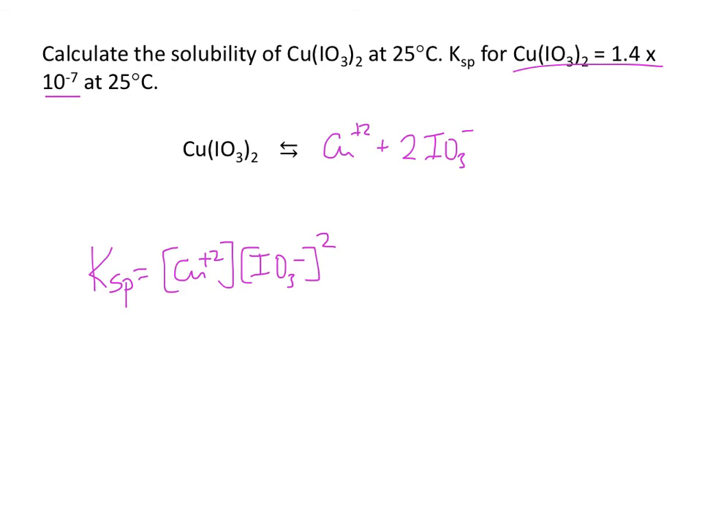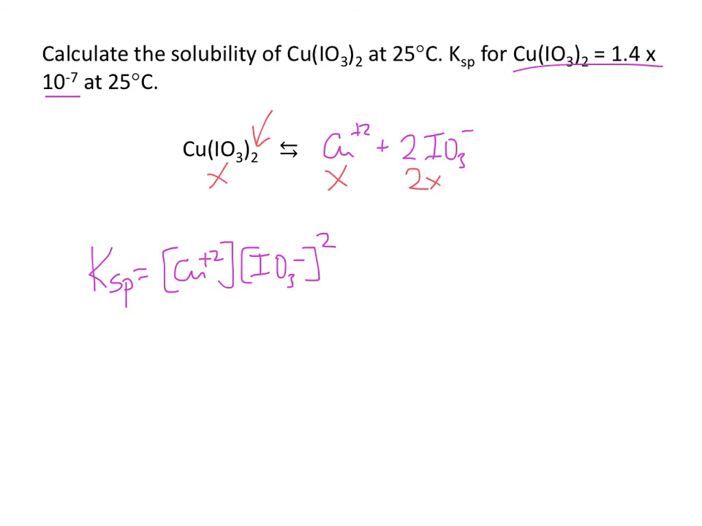So now, since we're looking for the solubility of CuIO32, let's think about how that CuIO32 would break up if it were to break up. Well, there's a 1-to-1 ratio between copper iodate and copper. So for every 1 copper iodate, or for every X copper iodates, there'd be X number of coppers. But since there's a 2 there for the iodate, for every X number of copper iodates, there'd be 2X number of iodates, twice as many iodates as there are copper iodates.